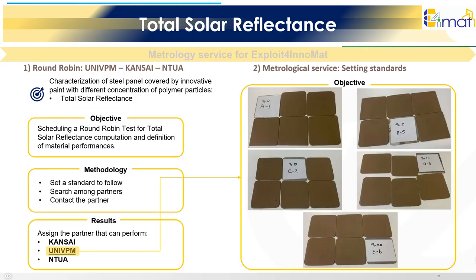Total solar reflectance, TSR, quantifies how much solar radiation a material reflects. Testing follows ASTM E903 and G173-03 standards, while repeatability and reproducibility are evaluated using ASTM E691-99. This round-robin was conducted by UNIV-PM, Kansai Alton, and NTUA. TSR is especially important for coatings designed to reduce heat absorption in building envelopes.